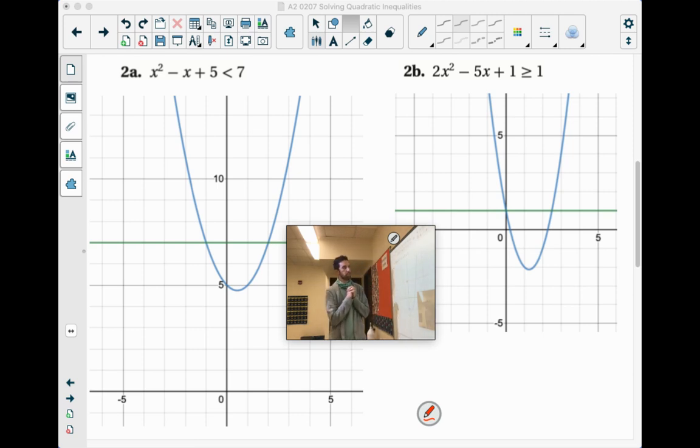All right, I went ahead and just pulled the graphs for these ones. x squared minus x minus 5 is this blue parabola here, right?